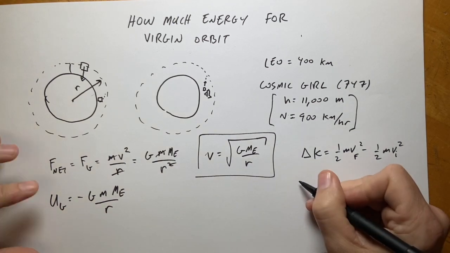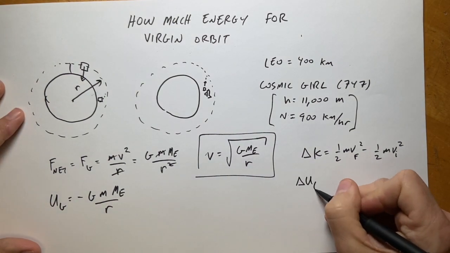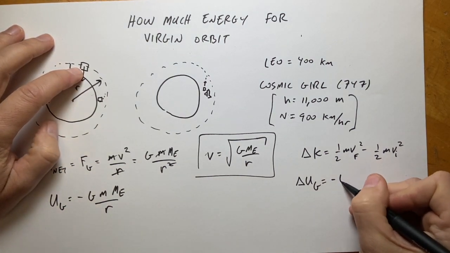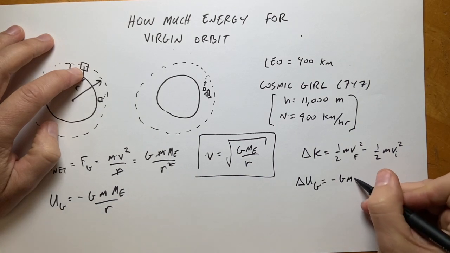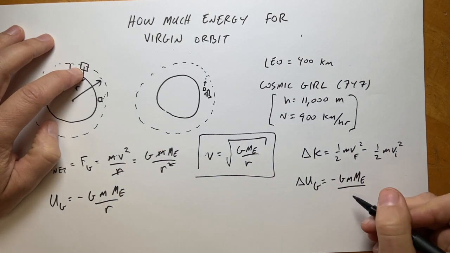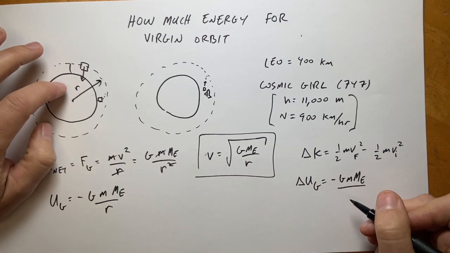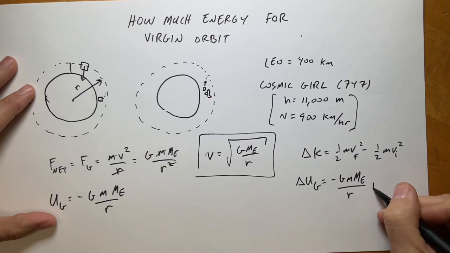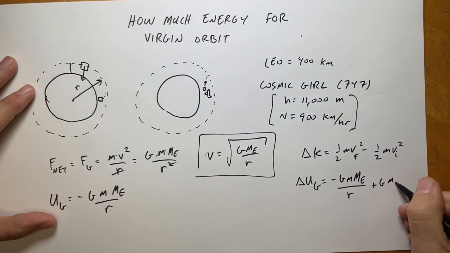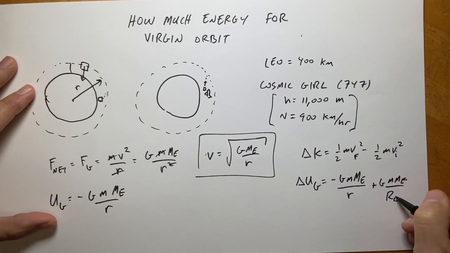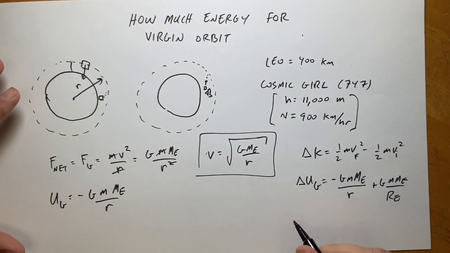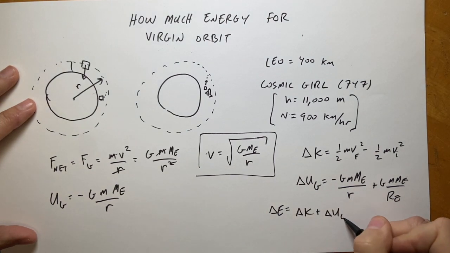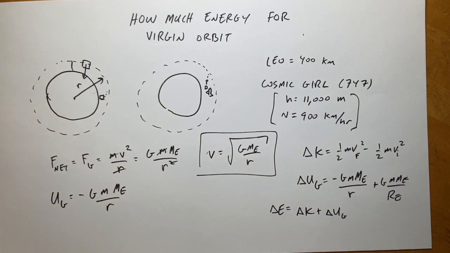Okay, so my change in gravitational potential energy, delta UG, is going to be the final potential energy, which is going to be negative G, mass of the object, mass of the Earth, over the final position, I'll just call that r. And then minus the initial, which is going to be plus G, mass of the object, mass of the Earth, over the radius of the Earth. So these two added together is going to be my change in energy, change in kinetic plus change in gravitational potential. So that's a basic orbit.